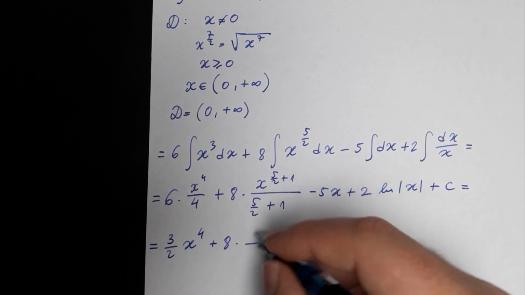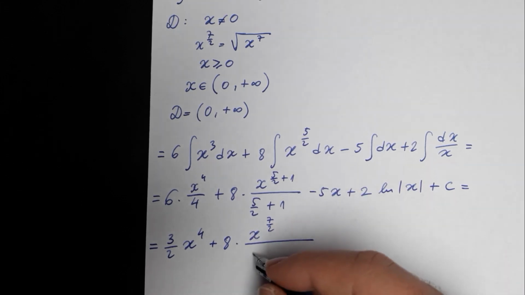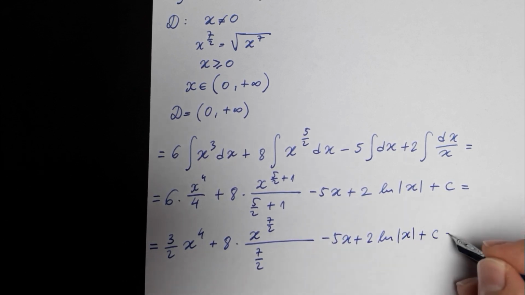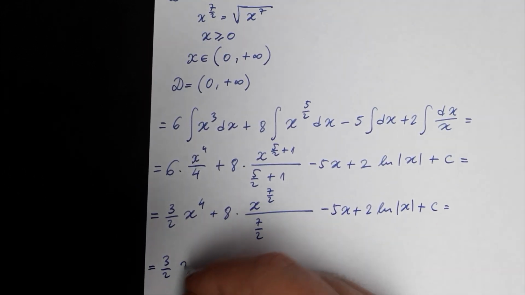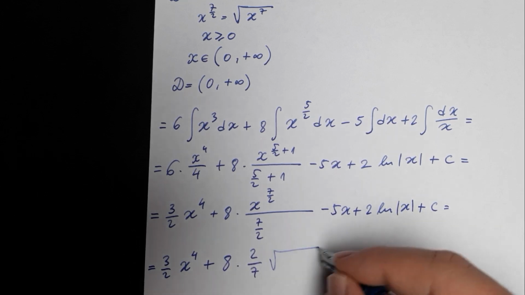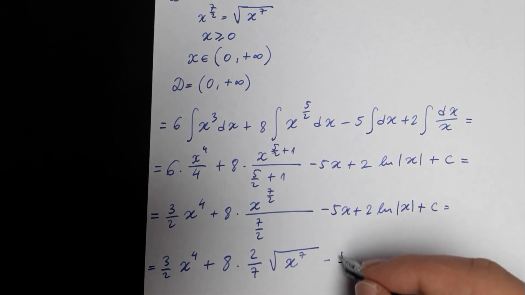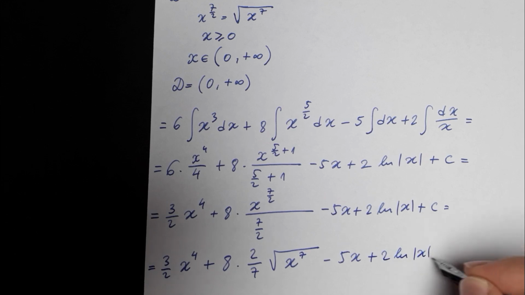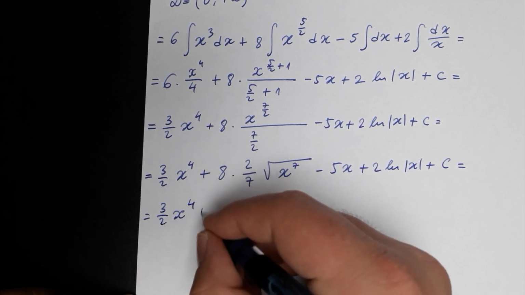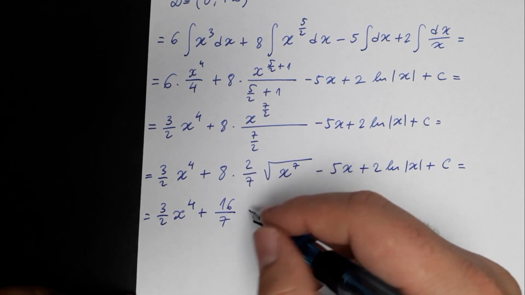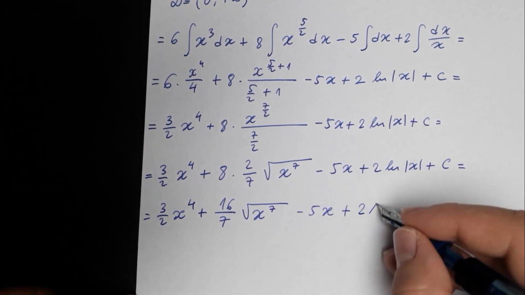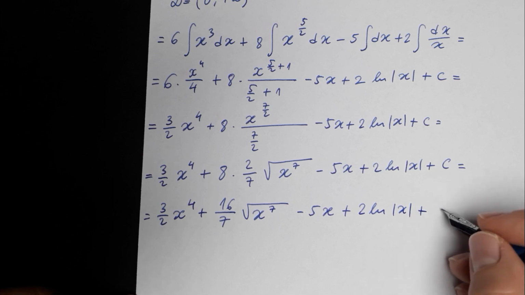plus 8 times x to the power 7/2 divided by 7/2 minus 5x plus 2 ln of absolute value x plus c, which is equal to 3/2 x to the 4th power plus 8 times 2 divided by 7 times the square root of x to the 7th power, minus 5x plus 2 ln of absolute value of x plus c, which is then equal to 3/2 x to the 4th power plus 16 divided by 7 times the square root of x to the 7th power, minus 5x plus 2 ln of absolute value of x plus c.